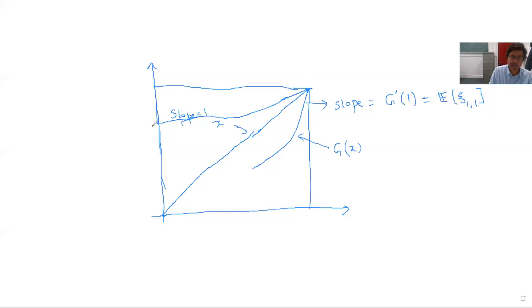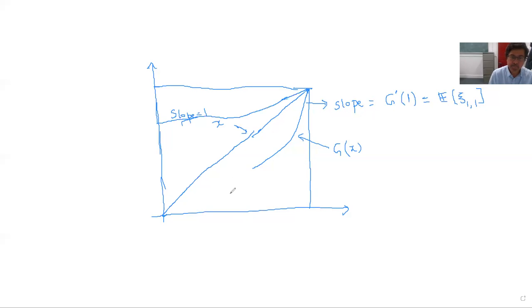There can't be any other intersections by convexity of G. So if the slope here is smaller than 1, then the curve always has to lie above the line and there are no other intersections. So the smallest solution of the equality is at x equals 1. There are no other solutions strictly smaller than 1. So here PE is 1.